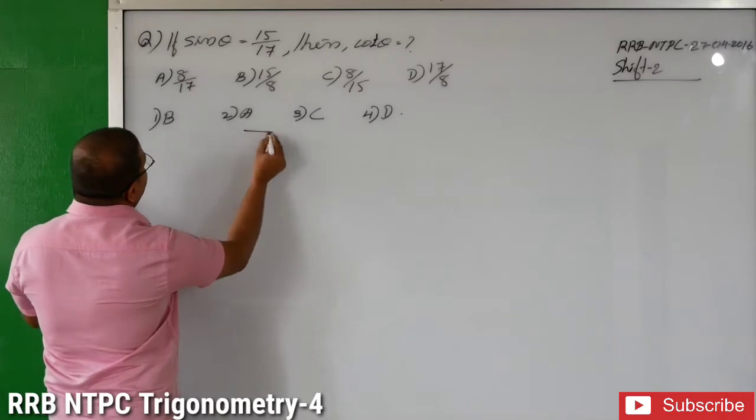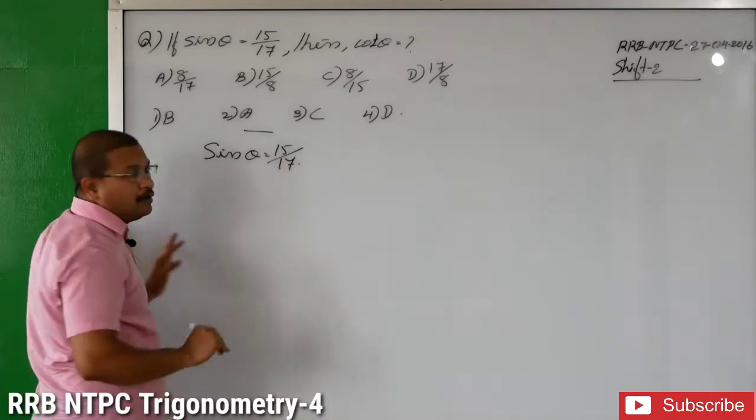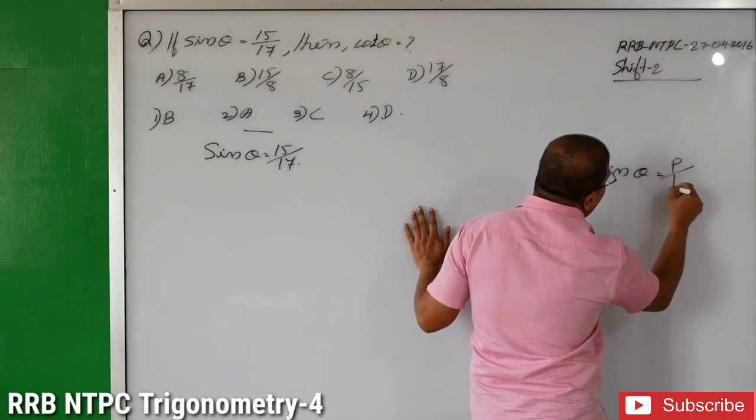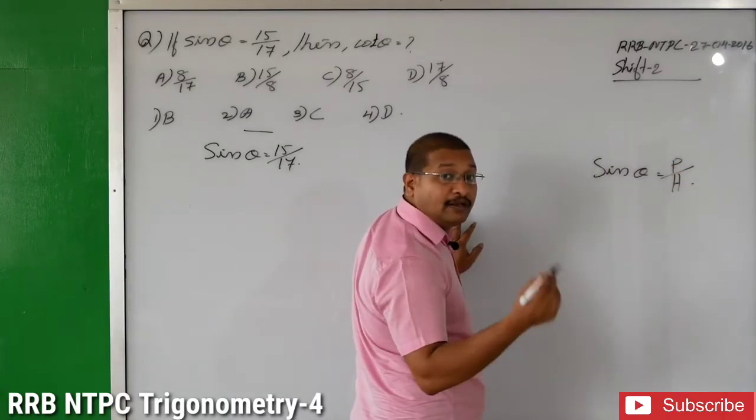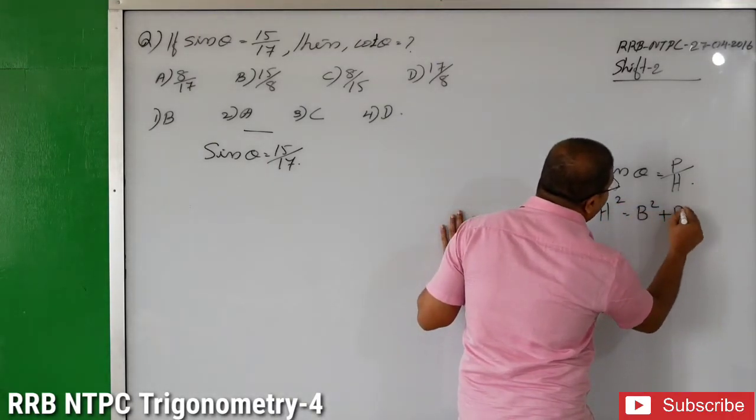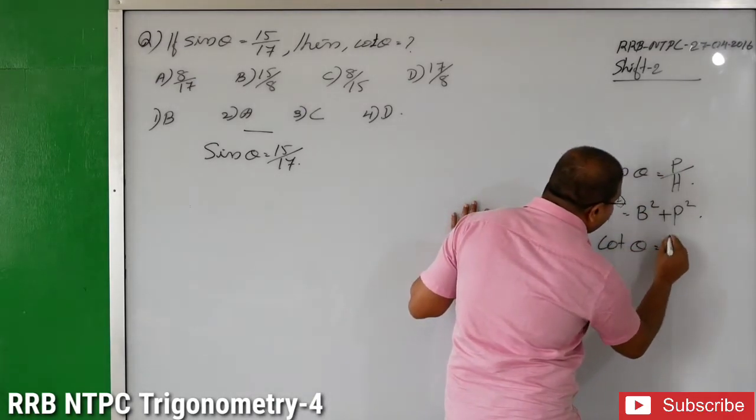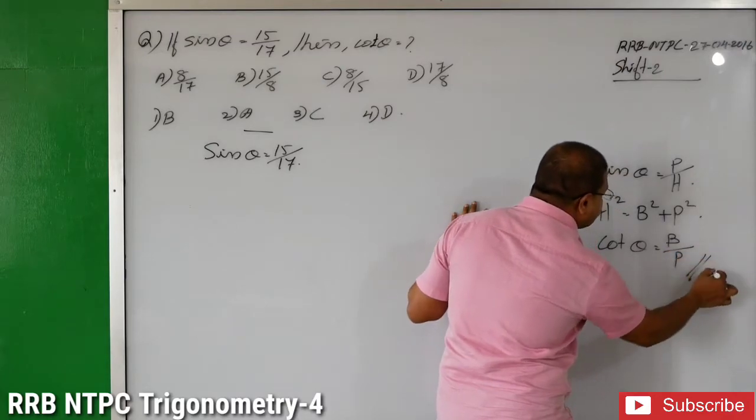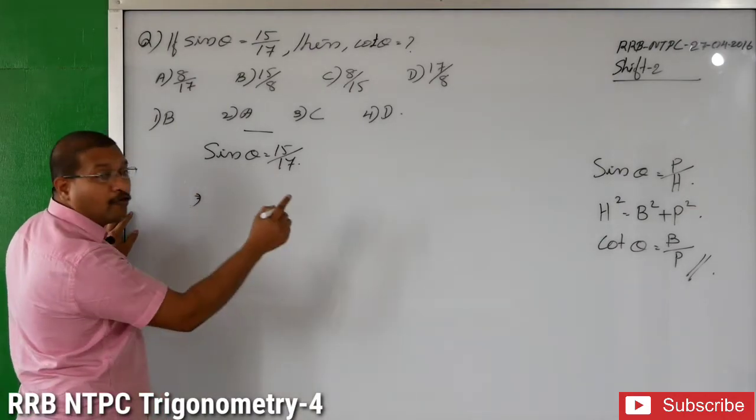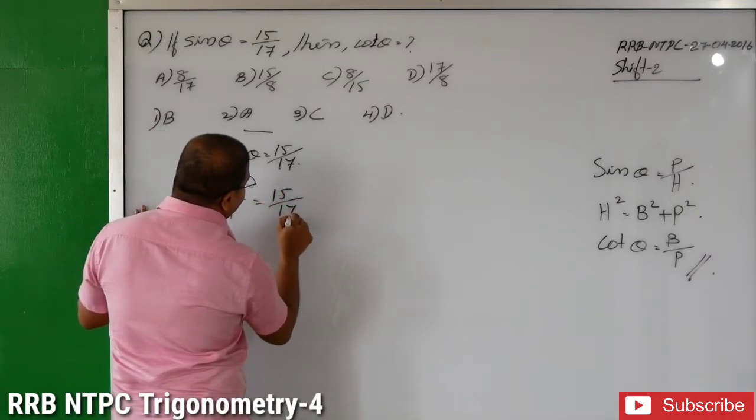Let's see now. What is already given? Sin theta equals 15 by 17. But we know that sin theta equals perpendicular by hypotenuse. After that, we will use Pythagoras theorem. That means hypotenuse square equals base square plus perpendicular square. Last equation we need to get cot theta equals base by perpendicular. Ready? That means what you will do? Sin means you can write perpendicular by hypotenuse equals 15 by 17.